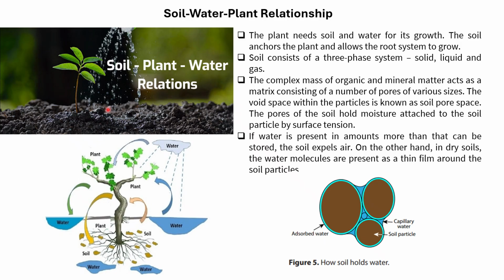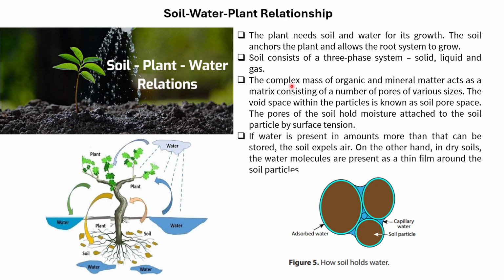Plants need soil and water to grow. The soil acts as an anchor that supports the plant, and it provides the medium for root growth. Generally, soil is made up of three phases: solid, liquid and gas.